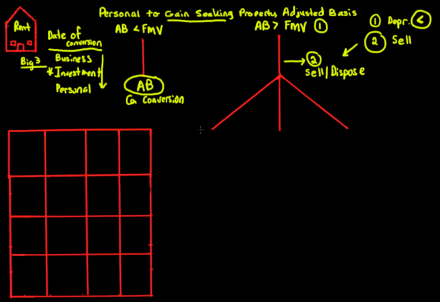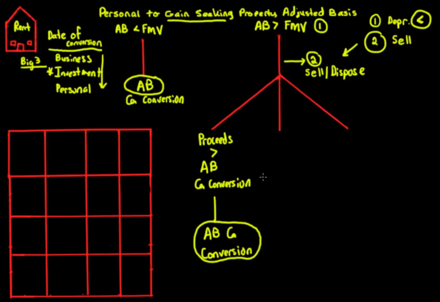So the first possibility, the proceeds that are received are greater than the adjusted basis at conversion. If this is the case, then we use the adjusted basis at conversion. And that's even the case, even though fair market value is lesser. Notice that. It's a special rule. Adjusted basis at date of conversion.